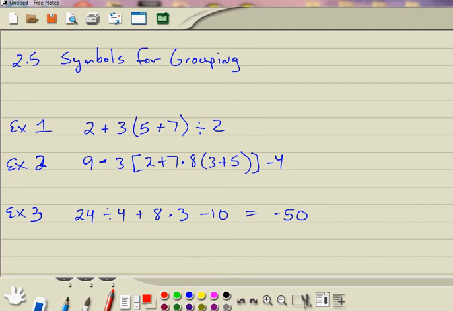Welcome back to Algebra. Today we're going to talk about symbols for grouping 2.5. Remember that the order of operations is essential here. PEMDAS, as we've learned previously. Now the key to PEMDAS is that multiplication and division are done simultaneously from left to right, as well as addition and subtraction. Well, we want to focus in on the first one.